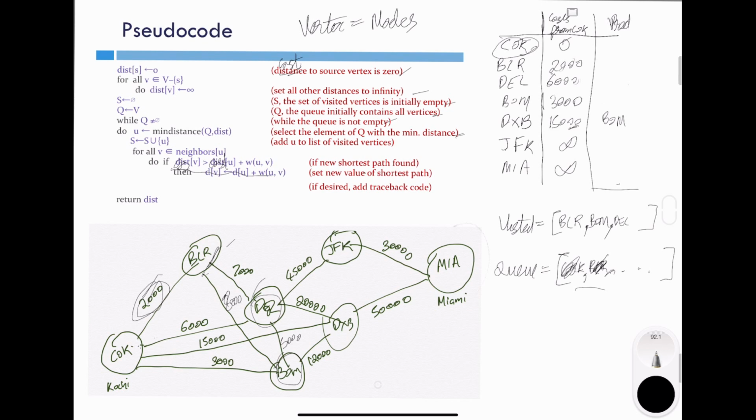So the next thing is to fly to JFK. It's going to cost 45,000. So that's for sure less than infinity. So 45,000 via Bombay. So we now have a cost for flying from Kochi to JFK. That's going to be 45,000 plus 6,000. Sorry for the mistake. So 51,000. And now we couldn't update anything more.